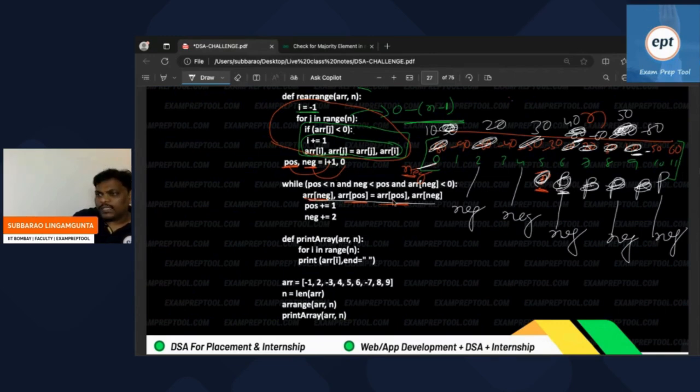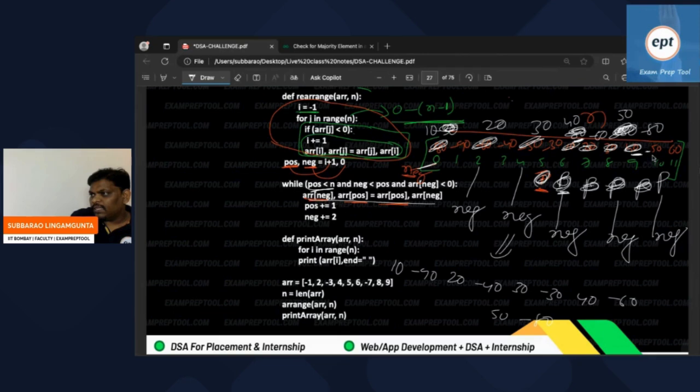Whenever positive crosses the boundary, if it crosses the boundary, come outside. When you come outside, see the output: 10 minus 90, 20 minus 40, 30 minus 30, 40 minus 60, 50 minus 80. Minus 80. Next one.